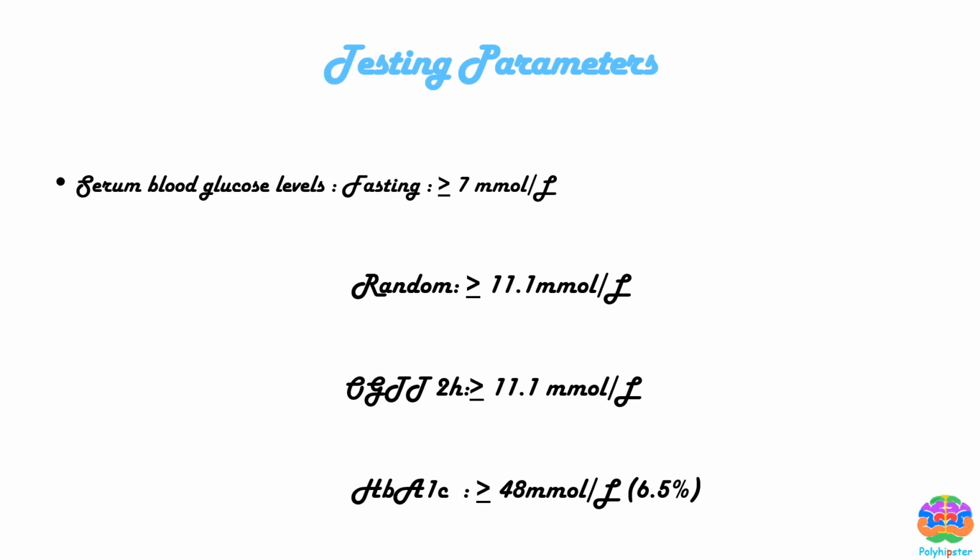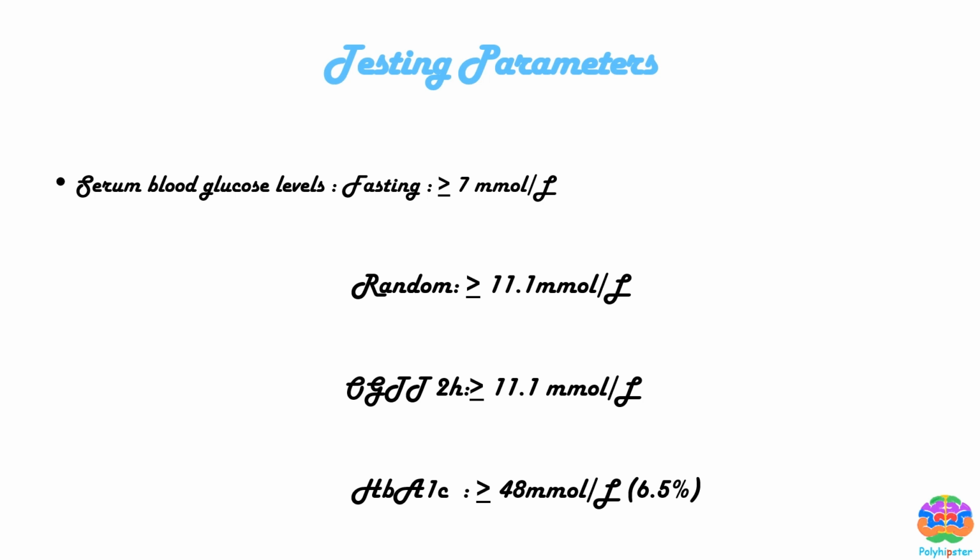Next step is to analyze various testing parameters, starting with blood glucose level in the fasting condition. If it is more than 7 millimole per liter or 126 mg per deciliter, or random blood glucose level without any preparation of the patient, if it is more than 11.1 millimole per liter or 200 mg per deciliter.